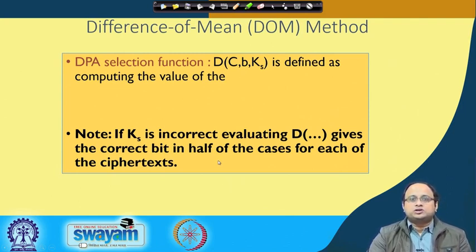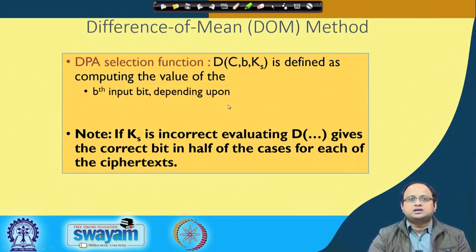So now let us look into DOM in a slightly more mathematical way. We have a selection function, as I have tried to motivate. Let us denote that selection function by the function D. The function D operates on the ciphertext. There is a target bit denoted as B, so it could be the 0th bit, first bit, or any other bit position, and then there is a part of the key which I denote as KS, which is your guessed key. This is used to get the value of the target bit.